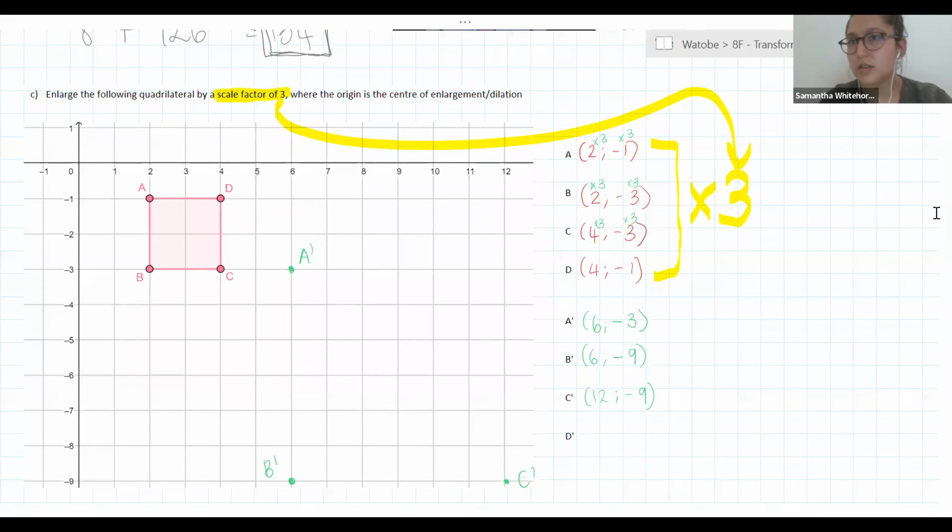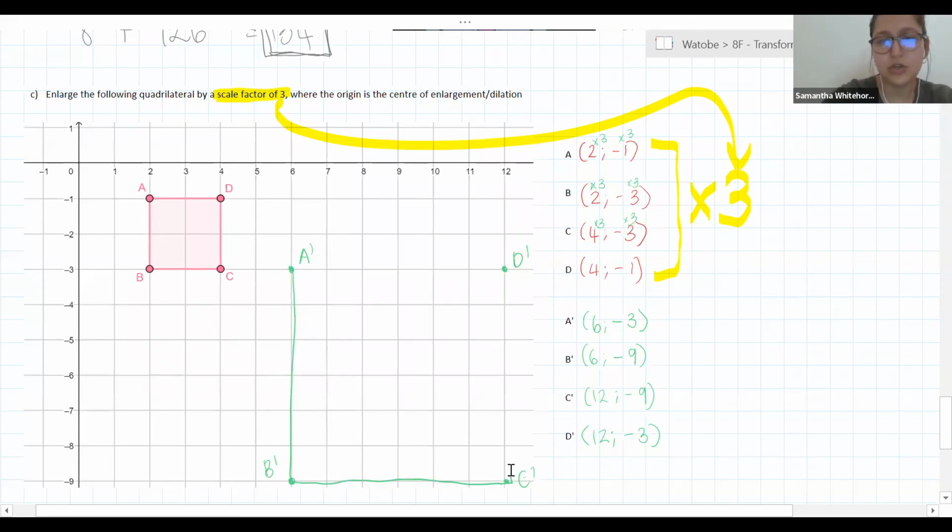Hands are changing. Anake, tell me D dash. Hi, ma'am. D is equal to 12, -3. Excellent. So D dash is 12, -3. And now that we've got all 4 of our coordinates, I can obviously with a ruler draw in my enlarged square or my enlarged quadrilateral. So guys, all we actually need to do is times by the scale factor, and that will give me my larger shape.